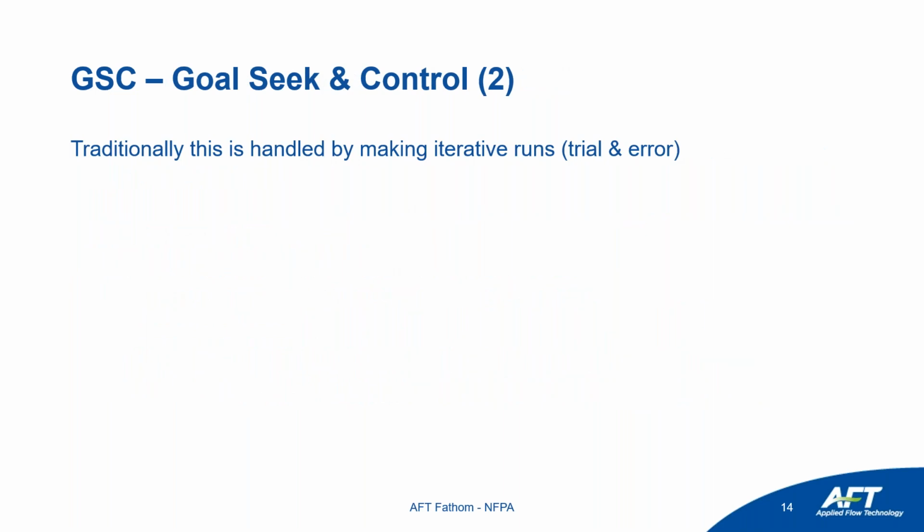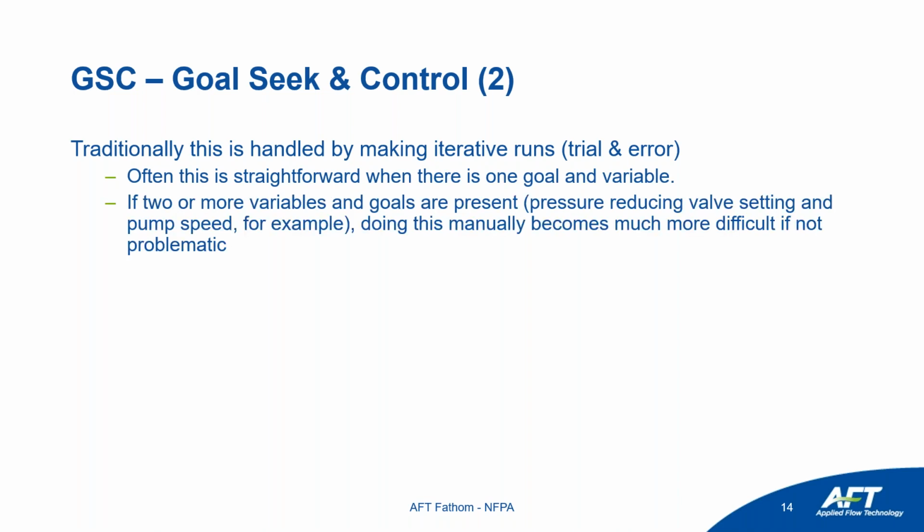And this is traditionally handled by iterative runs, trial and error. Often this is straightforward when you have one goal and one variable, but if you have two or more variables and goals present, pressure reduce involved and setting pump speed, for example, doing this manually becomes more difficult and more, if not problematic.